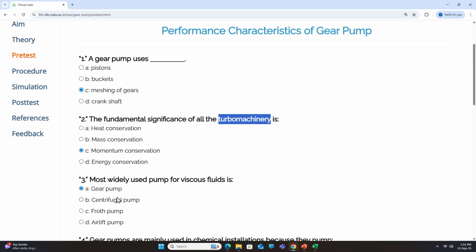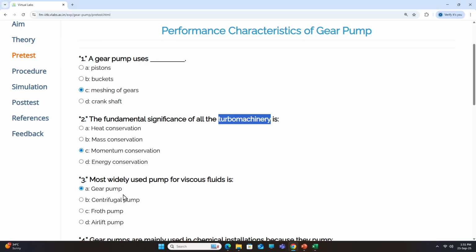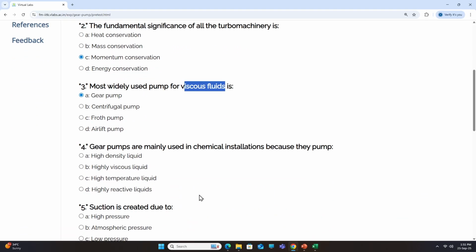The gear pump is a positive displacement pump, like we have discussed in basics of mechanical engineering 1. We talked about the types of the gears. There were belt drives, there were chain drives, there were gear drives. Gear drives are always positive, and those are also for heavy power transmission. So, here as well, gear pumps are used when the viscous fluid is there and a large force is required to transfer the fluid at a higher velocity or higher pressure. Gear pumps are mainly used in chemical installations because they pump viscous fluids. So, amongst high density and high viscous, I will pick high viscous liquid as the right answer.